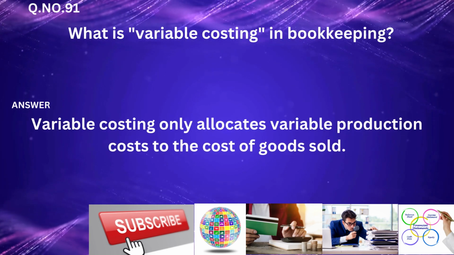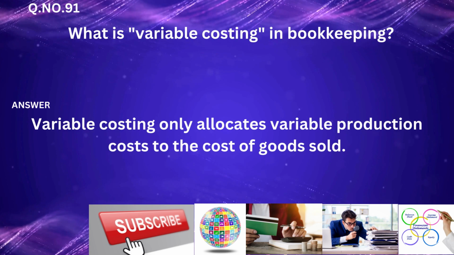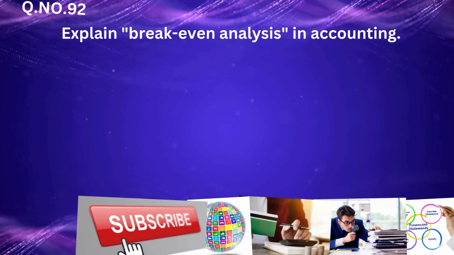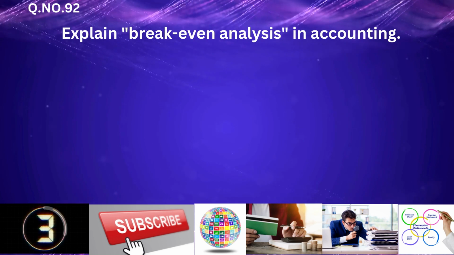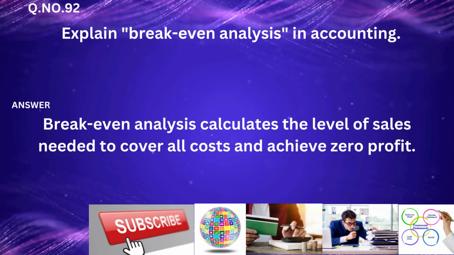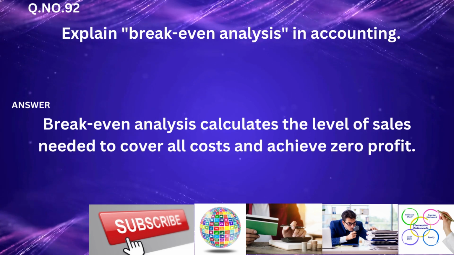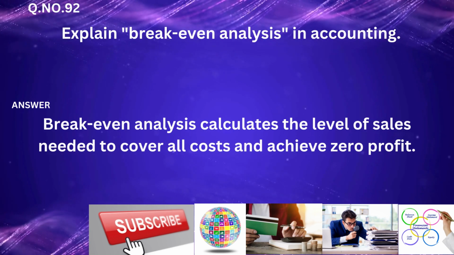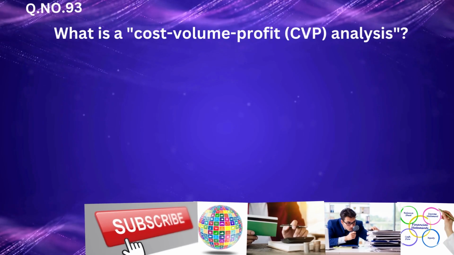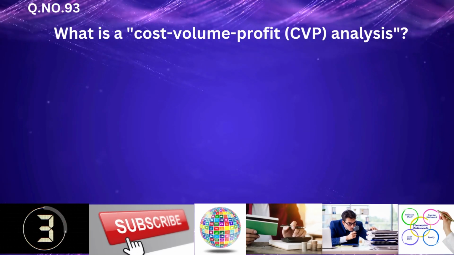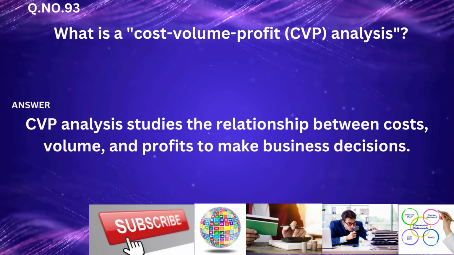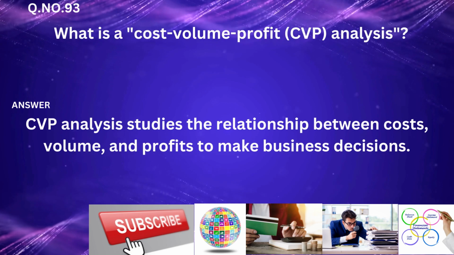Question 101. What is the contribution margin in accounting? Answer: the contribution margin is the amount left after subtracting variable costs from revenue and is used to cover fixed costs and provide profit. Question 102. Explain cost allocation in bookkeeping. Answer: cost allocation distributes indirect costs to cost centers or products based on a specific method.